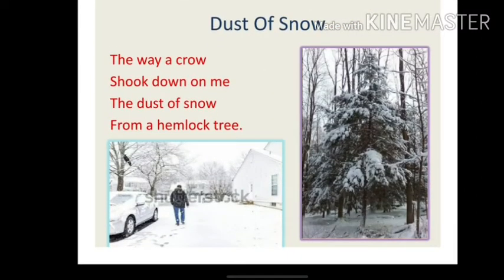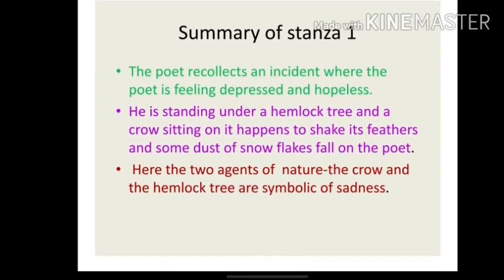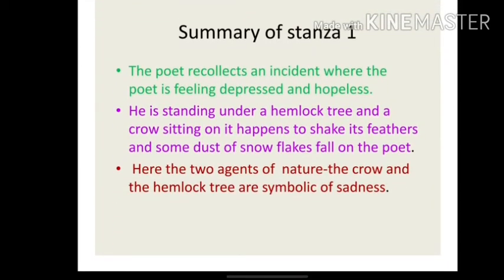Now let's look into the first stanza of this poem, Dust of Snow. The way a crow shook down on me the dust of snow from a hemlock tree. The summary of this stanza is: in this stanza, the poet recollects a small incident that changed his mood.